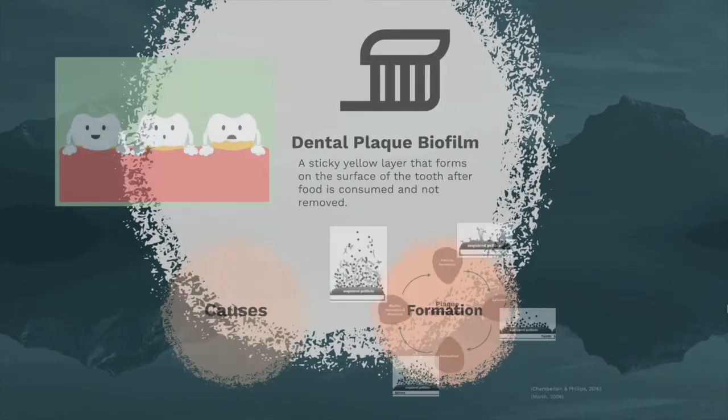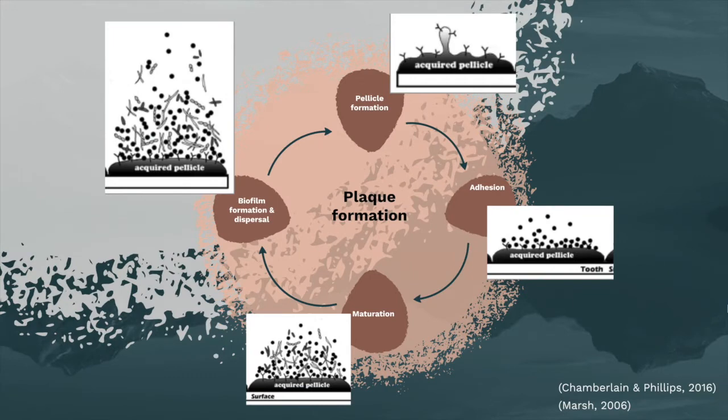Plaque formation occurs in a few stages. The first stage is when a glycoprotein film called a pellicle attaches itself to the surface of the tooth. This can happen within minutes after brushing your teeth. In the second stage, called adhesion, a few primary colonizers, mostly aerobic bacteria that requires oxygen to survive, attach to the pellicle. These include the Streptococcus species, which we'll talk about later.